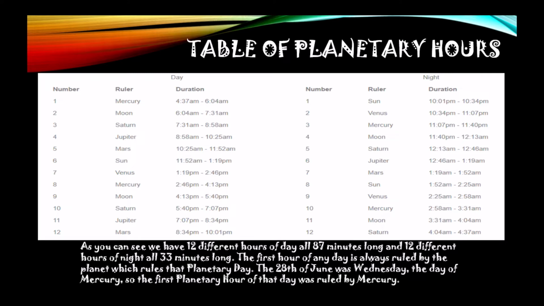The first hour of any day is always ruled by the planet which rules the planetary day. The 28th of June was Wednesday, the day of Mercury. So the first planetary hour of that day was ruled by Mercury. As you can see here, Mercury's hour started at 4:37 and ended at 6:04 AM, which was 87 minutes, and it continues 12 times. And the night hours, we can see that it started with the Sun at 10:01 and finished at 10:34, which was 33 minutes.